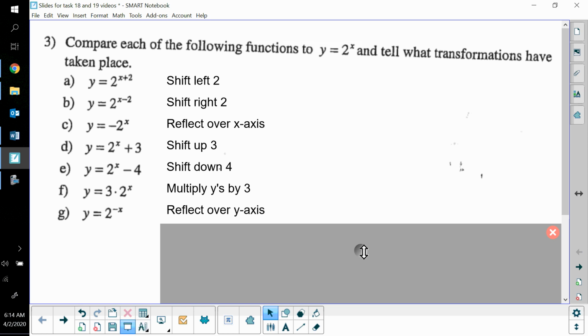So basically out in front is a y spot. That's why having the 3 out in front multiplies y's by 3. So this minus in front negates the y's. And when you negate the y's, it makes it go top to bottom or bottom to top. That's why it reflects over the x-axis. When you negate the x, it makes it go right to left, reflects over the y-axis. So whatever spot you negate, it reflects over the other axis.